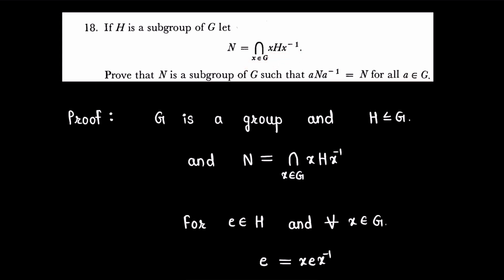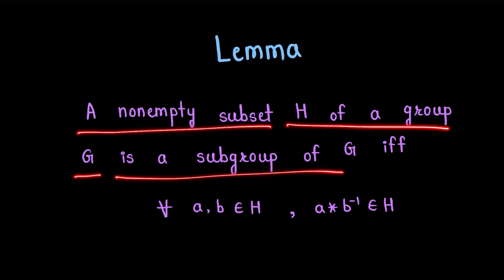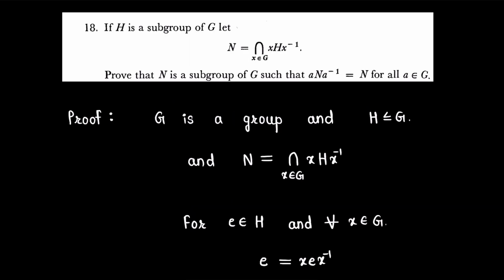So firstly we will prove that N is a subgroup of G. For this we will use the lemma: a non-empty subset H of a group G is a subgroup of G if and only if for all elements a, b in H, a star b inverse is again an element in H. So the proof is: here G is a group and H is any subgroup of G, and N is the intersection of all xHx inverse for all elements x in G.